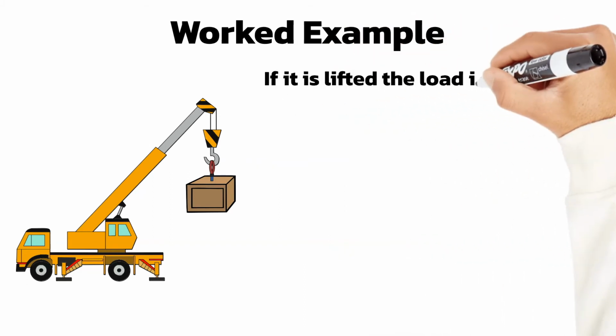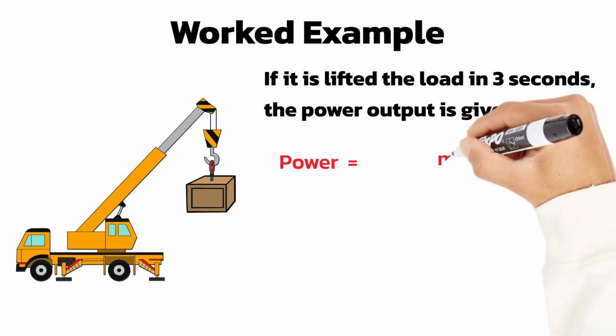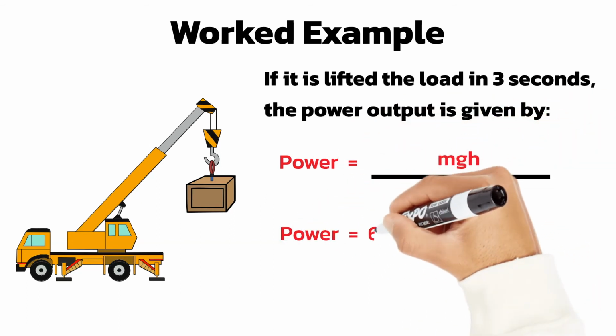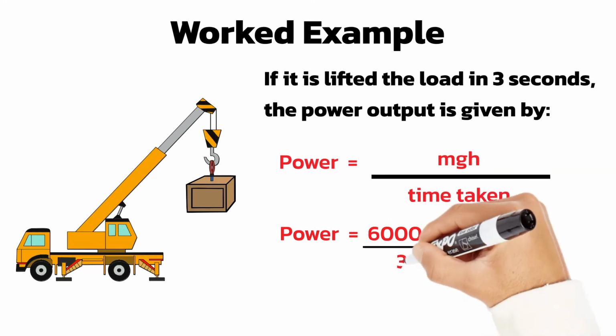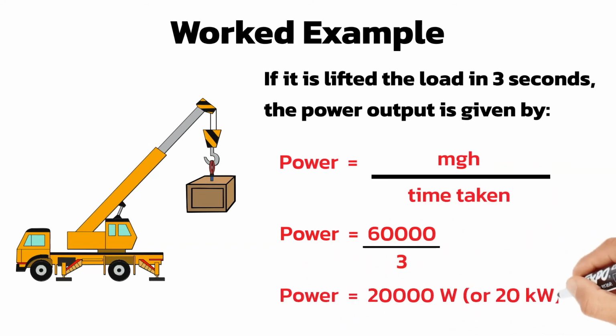If the crane lifted the load in 3 seconds, the power output is given by mgh divided by time taken, 60,000 joules divided by 3 seconds. The output power of the crane is 20,000 watts, or 20 kilowatts.